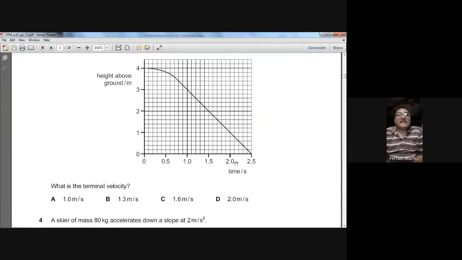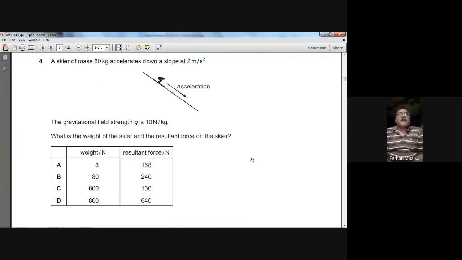The option is D. I hope this is clear to you. Okay, on your screen now we have question number 4. A sphere of mass 80 kg accelerates down a slope at 2 meter per second square. The gravitational field strength g is 10 Newton per kg. What is the weight of the sphere and the resultant force on the sphere?